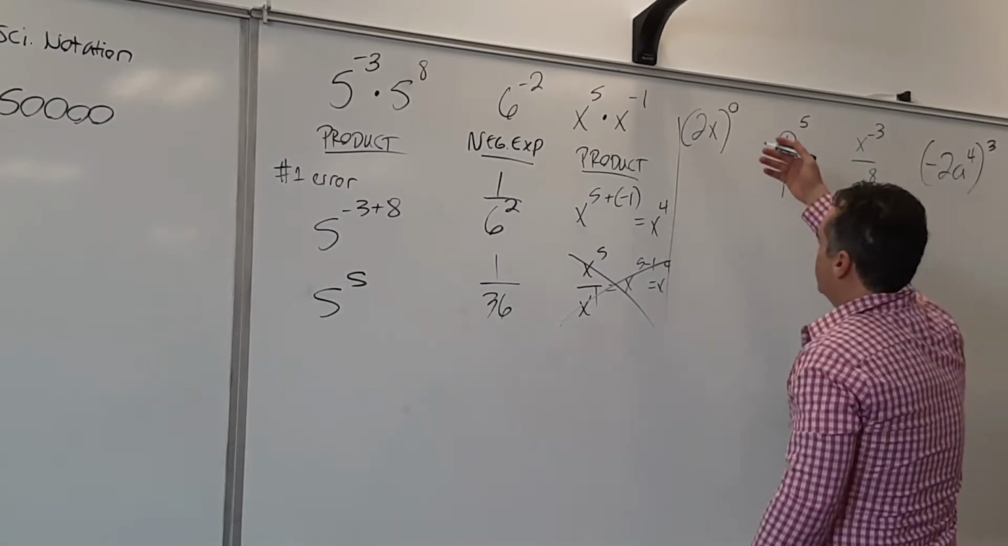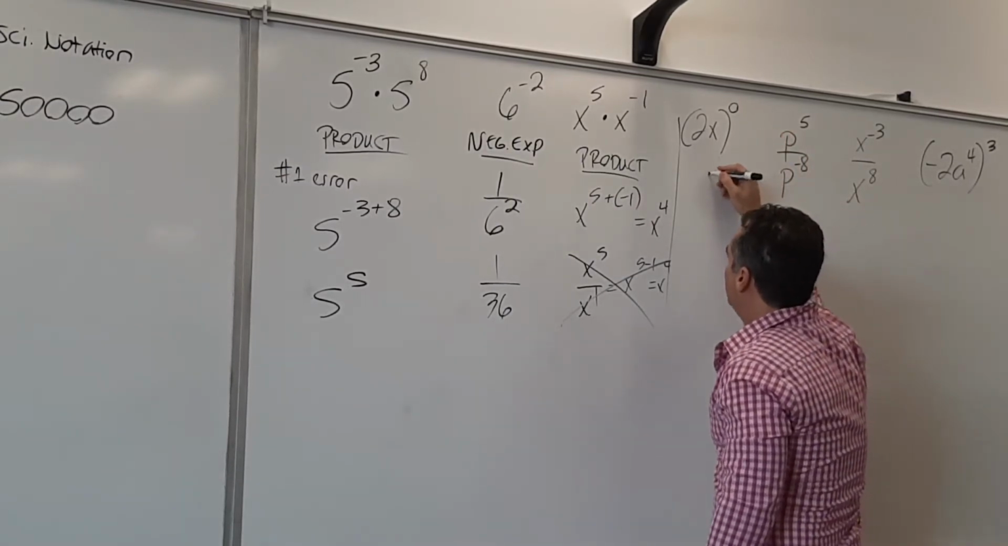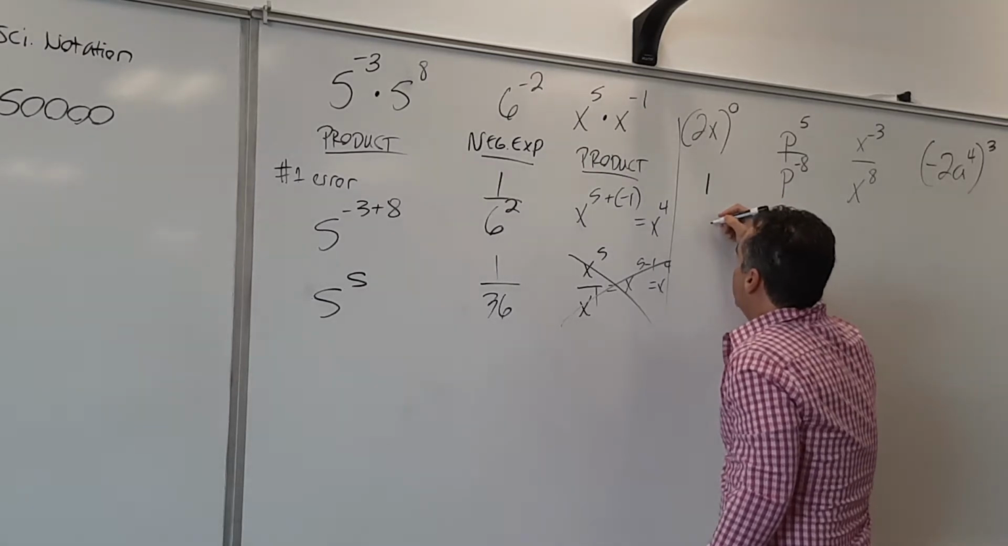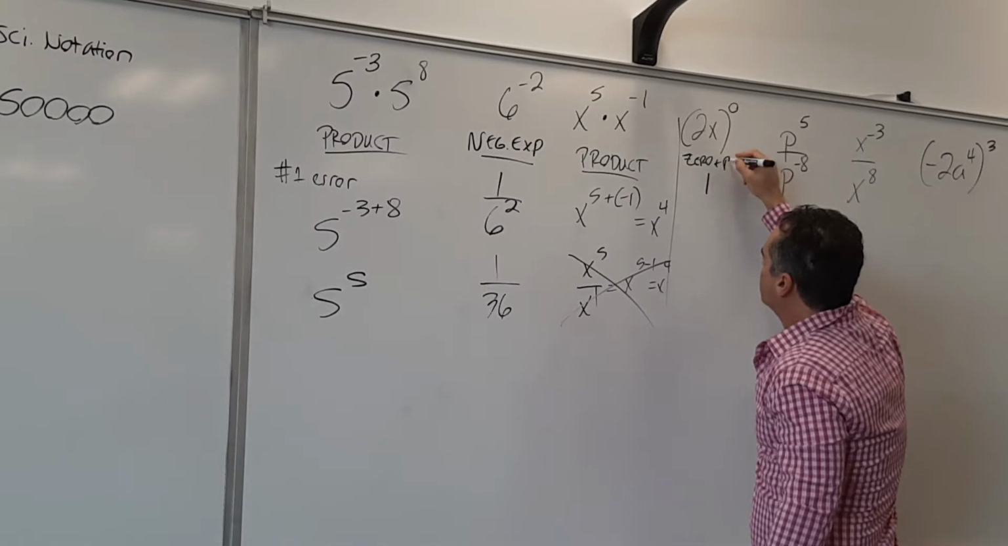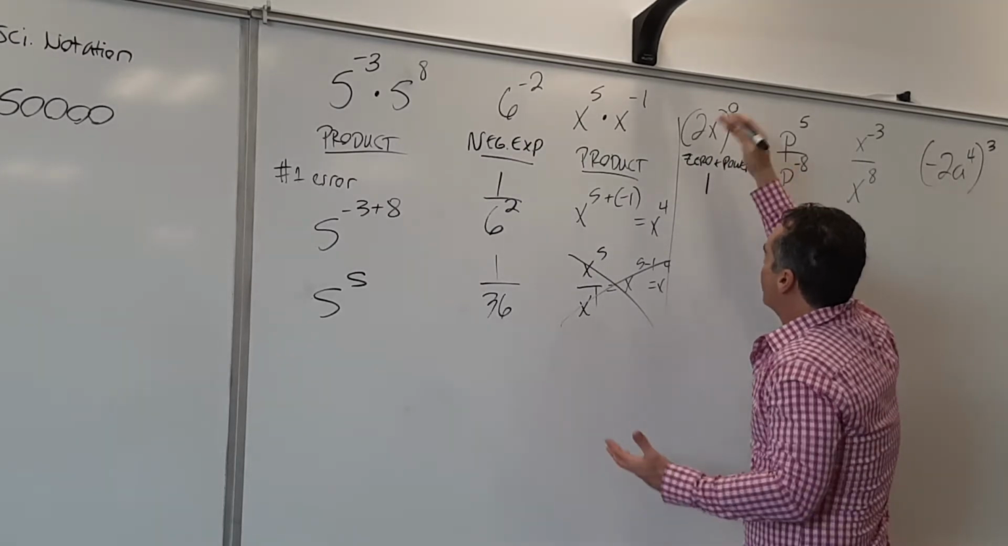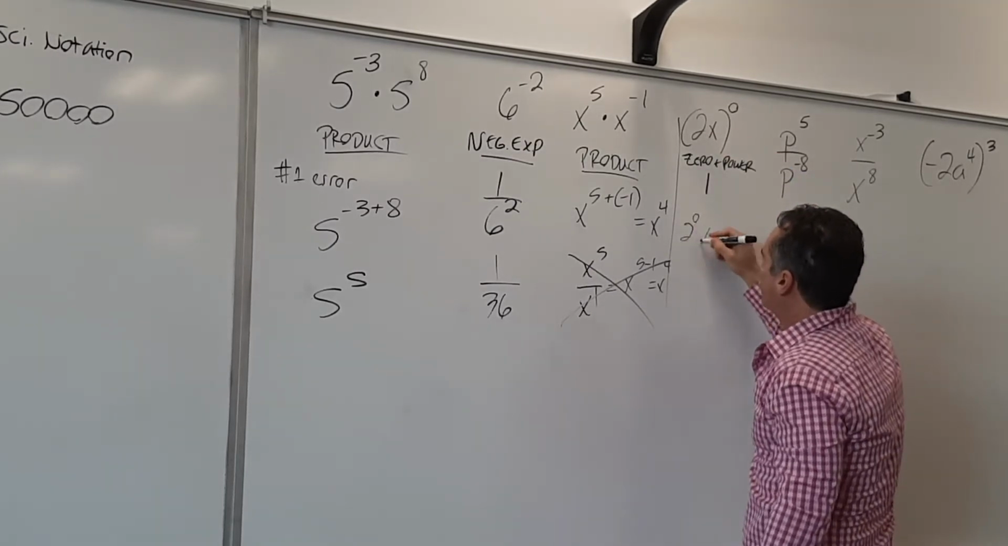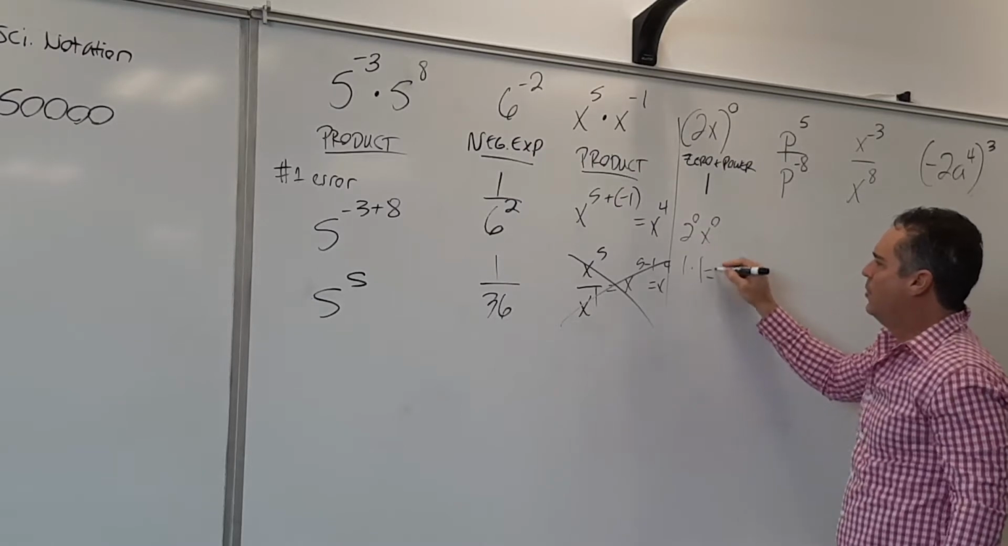This one right here, what's the answer to this? Everybody. 1. It's 1. Yeah, that's it. And you know, this is the 0 rule, but in some instances, it's also the power rule. Because everything in the parentheses receives the power. I have 2 to the 0, x to the 0, which is 1 times 1, which equals 1. Okay?